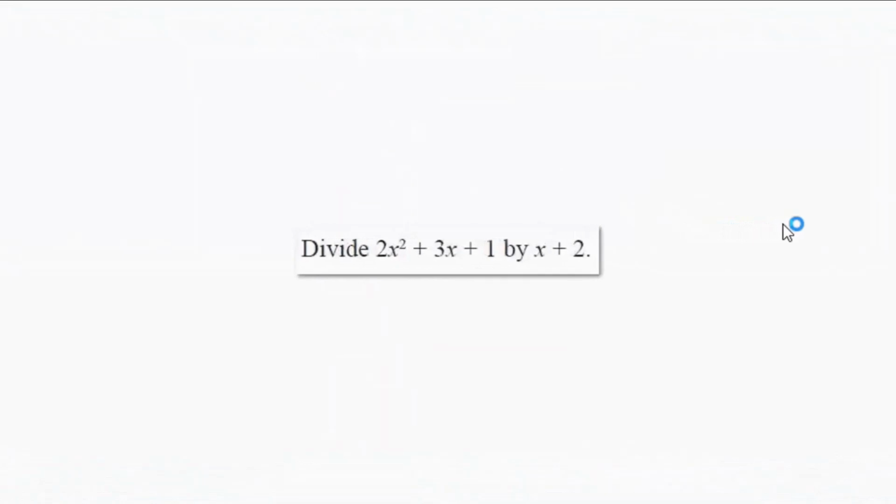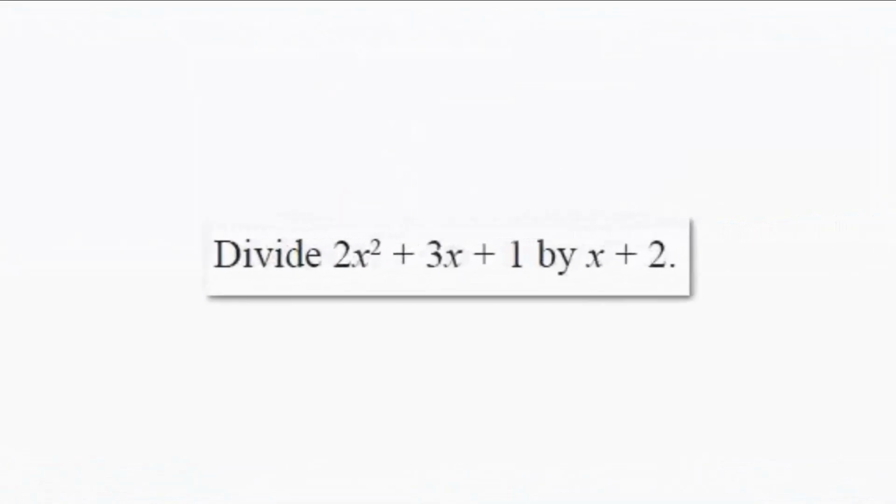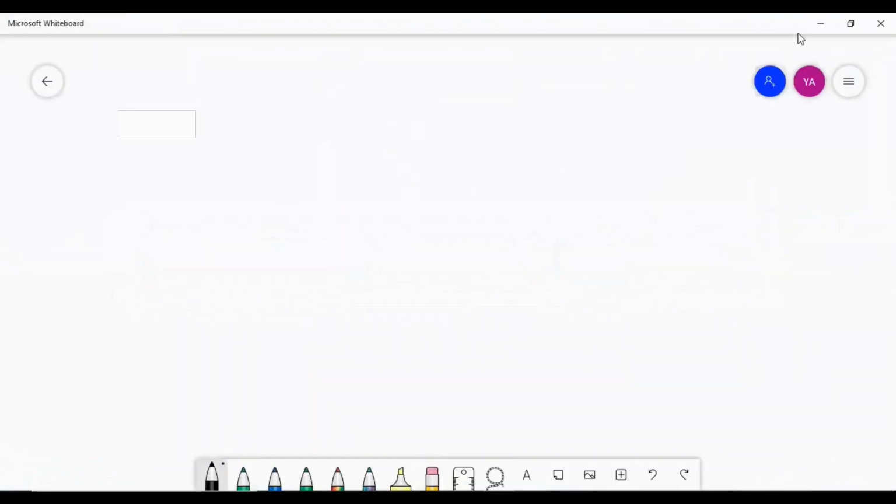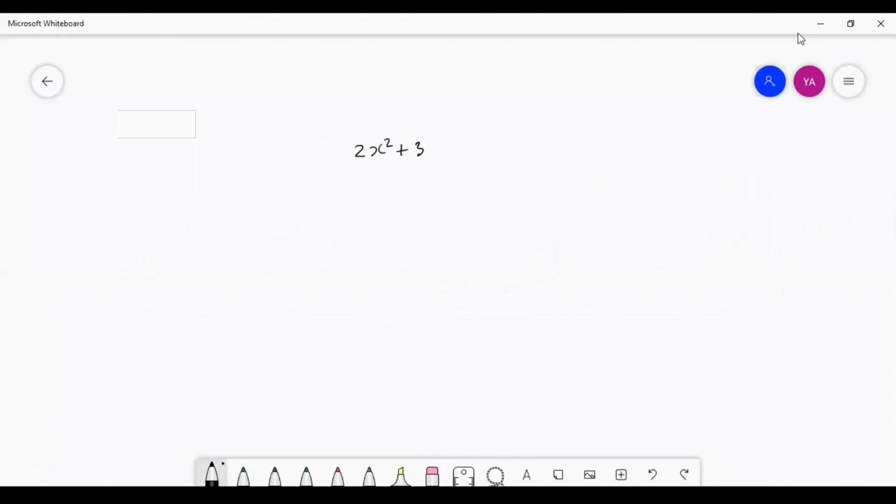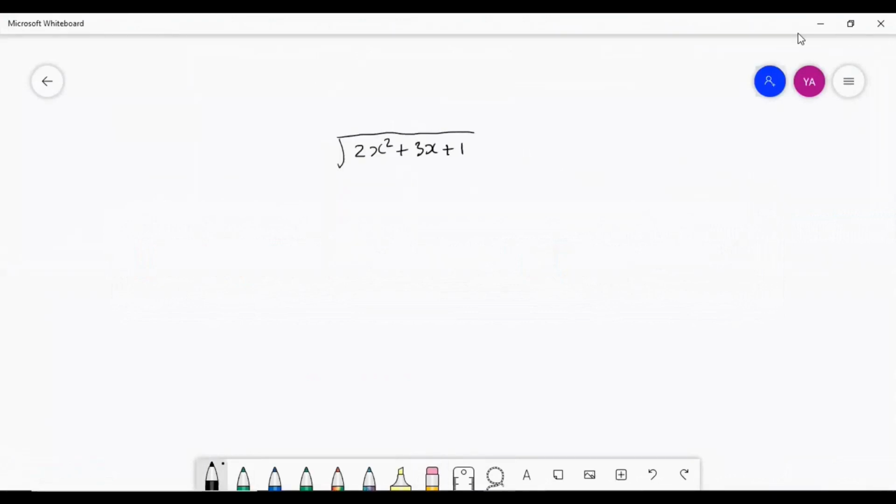Divide 2x square plus 3x plus 1 by x plus 2. So how can we do? What will be the first term of the quotient? You can tell. 2x. So if you write 2x, 2x into x will be 2x square.